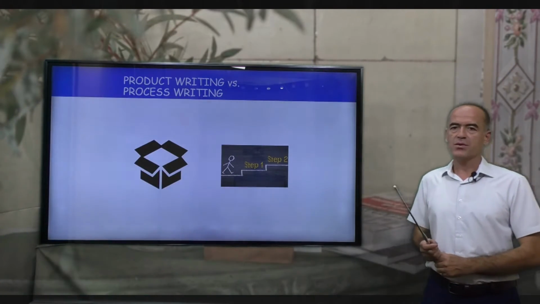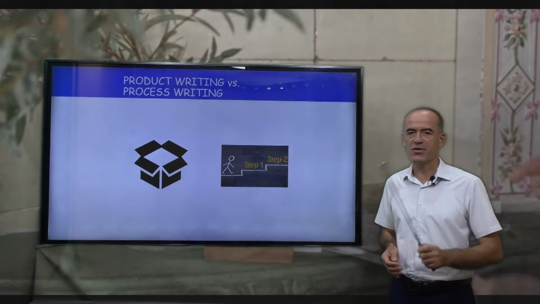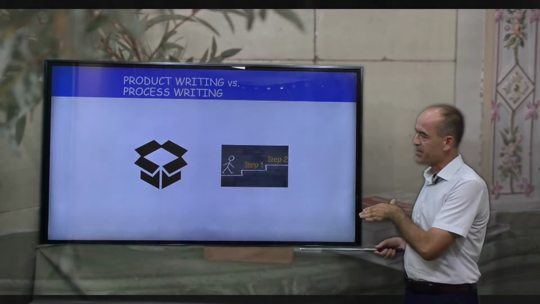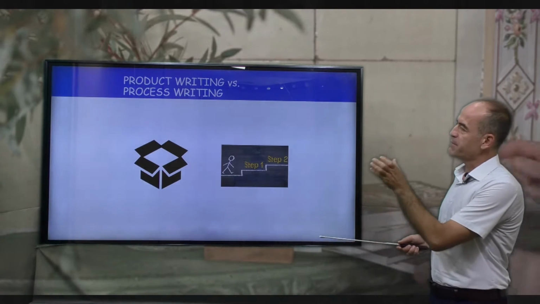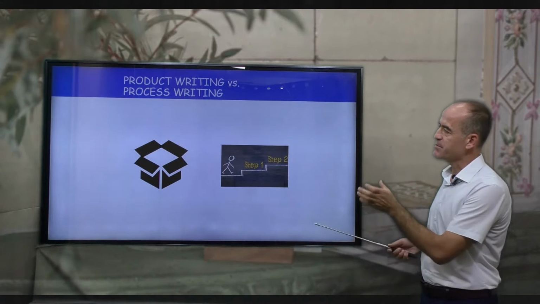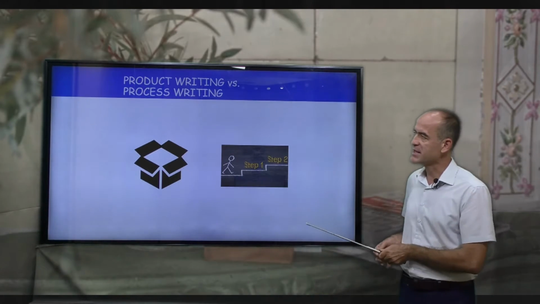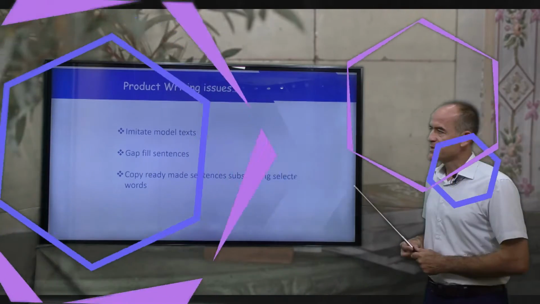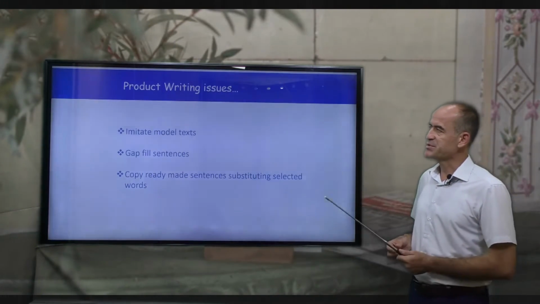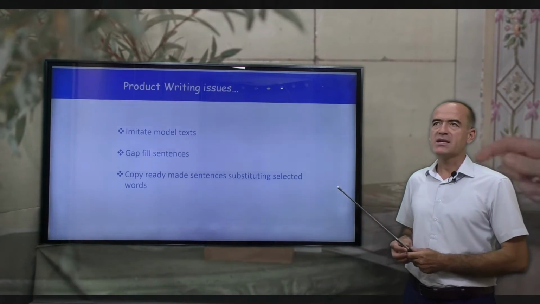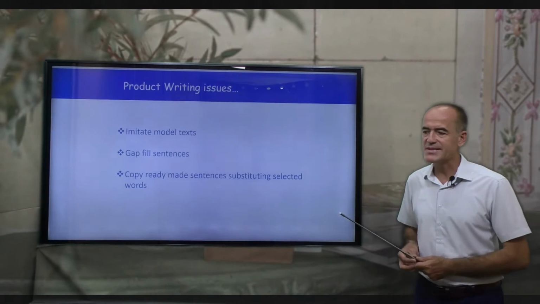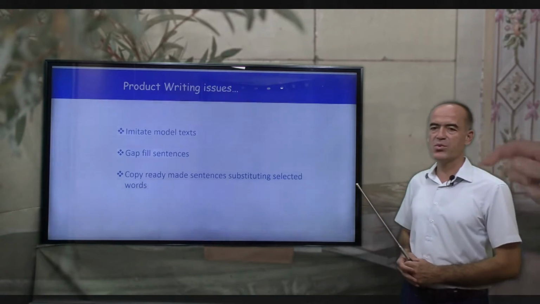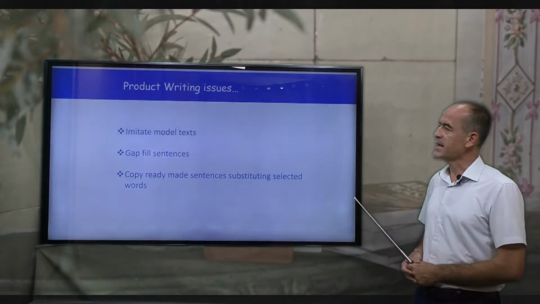And today we're going to talk about product writing and process writing. These are two different types of writing methods. The first one is concerned with just the product, and in the second type of writing students go through the process until they finish their final product. Nowadays, most language experts think that product writing is not good to use in the classrooms because it has some drawbacks. Let's look at some issues with the product writing technique.